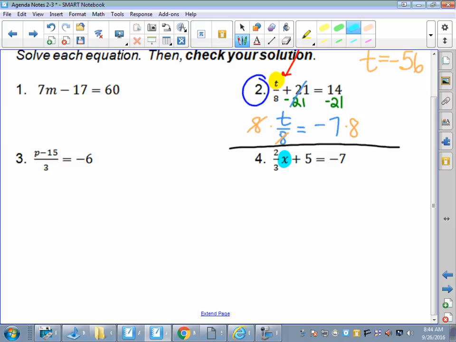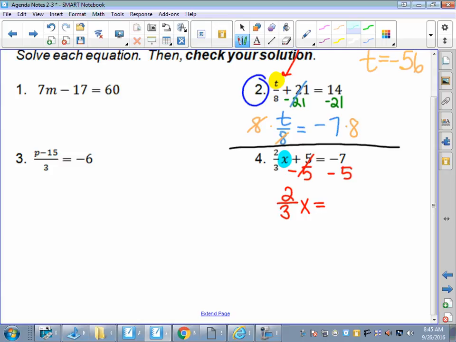So just like the last problem, we're going to start by getting rid of adding or subtracting first. Because I've got 2/3 times x and a plus 5. So I'll get rid of that 5. Please notice how I'm showing my work. Some of you like to write your work across. It makes it very confusing. Go up and down.